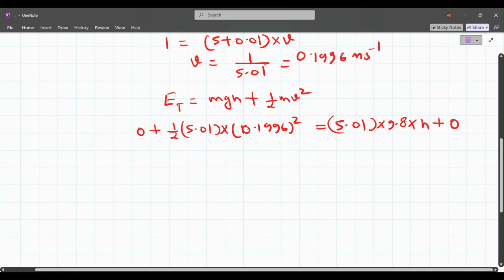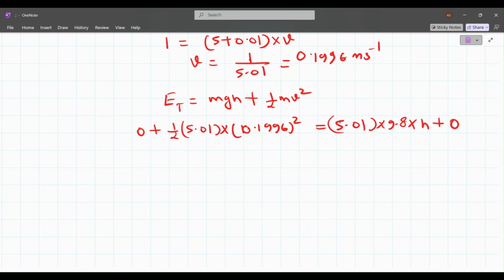So from here we can find h. After the calculation, the h is going to be 0.002 meters. And now we are going to find the angle with which it swings up to.